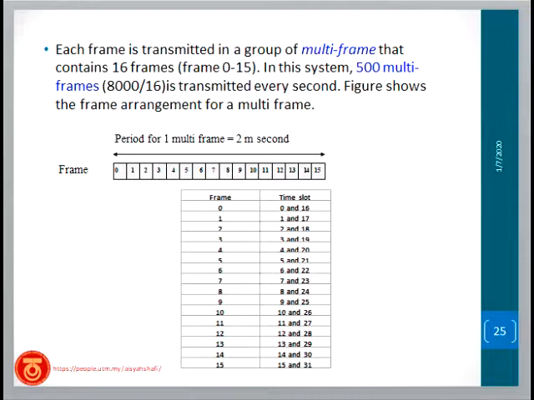Okay, then each frame is transmitted in a group of multi-frames that contain 16 frames, from 0 to 15. In this system, 500 multi-frames (8,000 over 16) are transmitted every second. The figure shows the frame arrangement for a multi-frame. For example, for frame 0, time slots 0 and 16 will be transmitted, and so on.